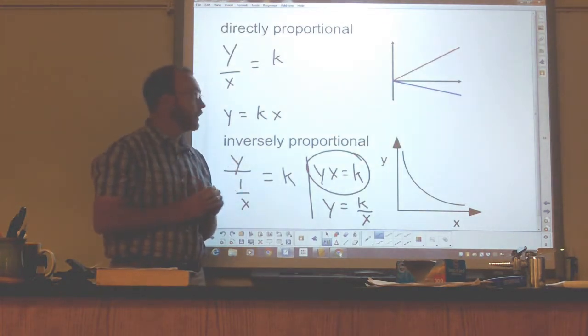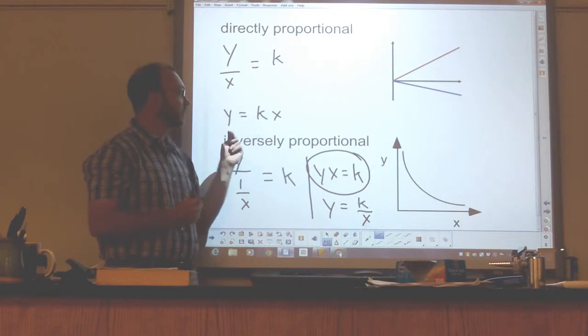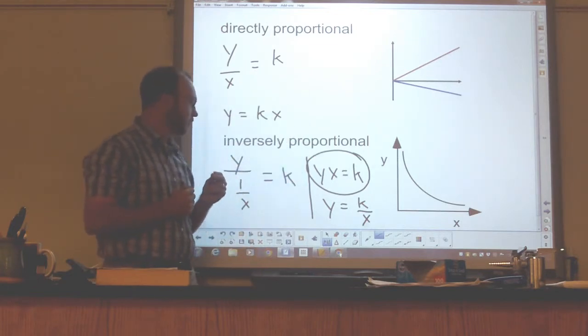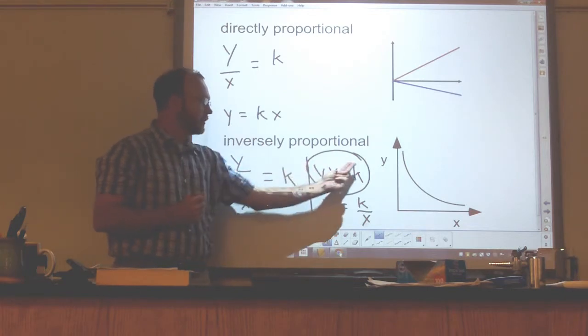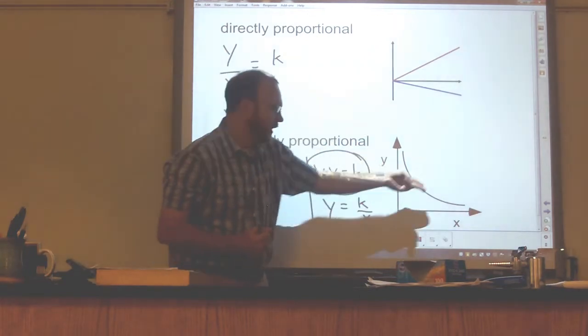So in summary, if things are directly proportional, their ratio is a constant and their graph is a straight line. If things are inversely proportional, their product is a constant and their graph is a hyperbola.